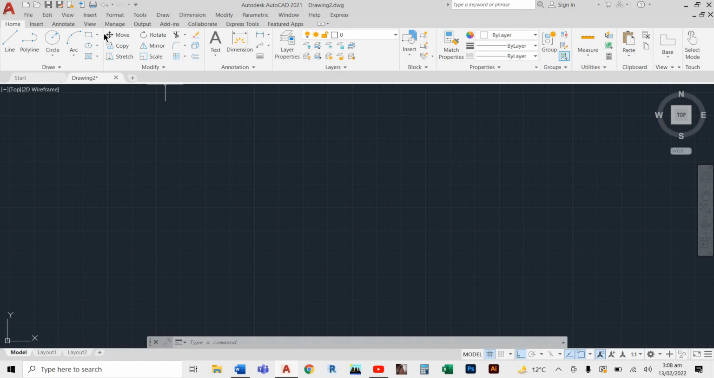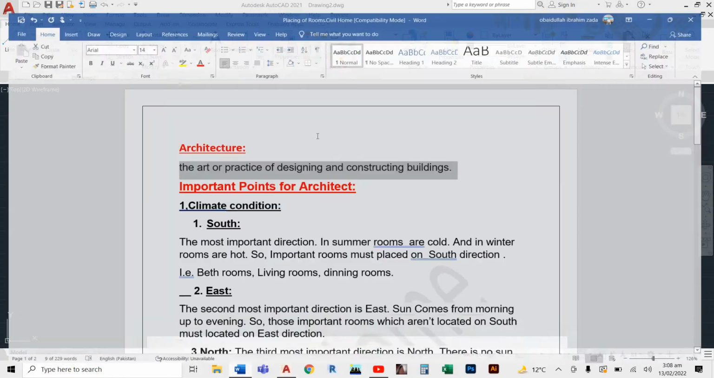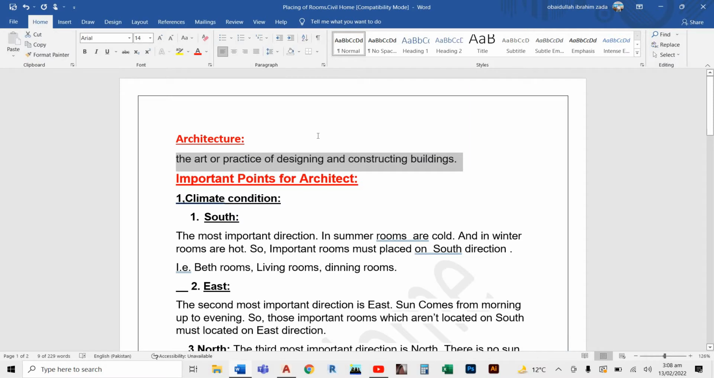So let's start. First of all, what is architecture? You know that architecture is the art or practice of designing and constructing buildings. It means that whoever has the knowledge to design and construct buildings is involved in architecture. There must be important points.